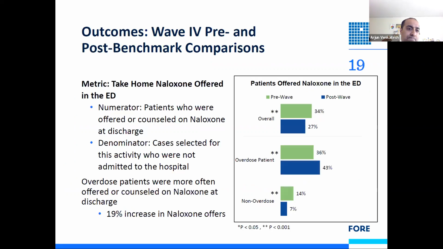Next slide. When we look at take-home naloxone, we saw that there was a decline overall, but interestingly, that decline was a decline in providing naloxone to non-overdose patients in the ED and an increase amongst overdose patients. And we think what this probably reflects is changing practices in departments when it comes to access to naloxone, probably fewer hospital level supplies to be able to hand out. And so people are focusing on what they perceive to be higher risk patients. Next slide.